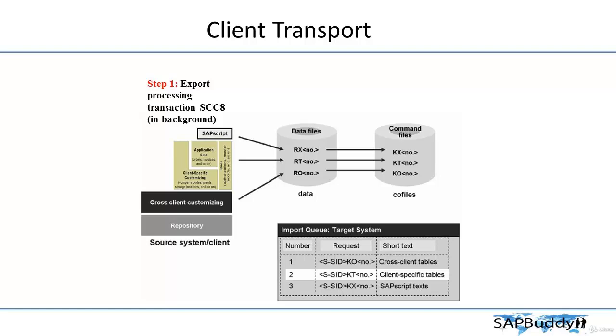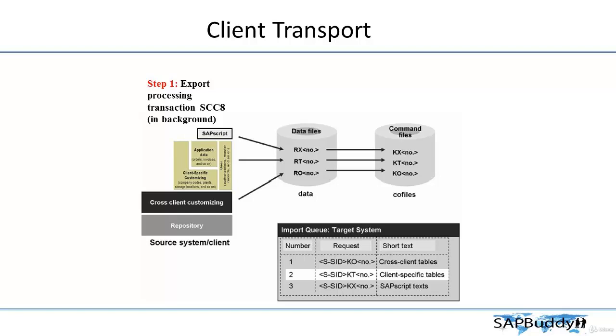This particular method of client transport has two steps. The first step is the client export, that is to extract the client data from the source client to a file at the operating system level. Then the data is imported from the operating system level into the target client. So we have two steps. First you export this data to the operating system level, same like our transport files. You have data files and co-files.